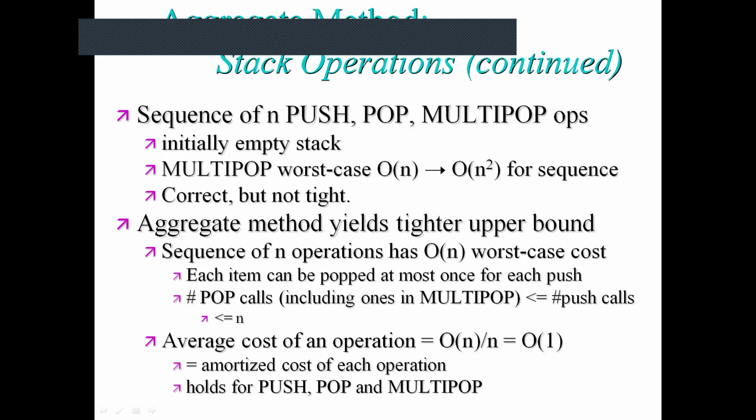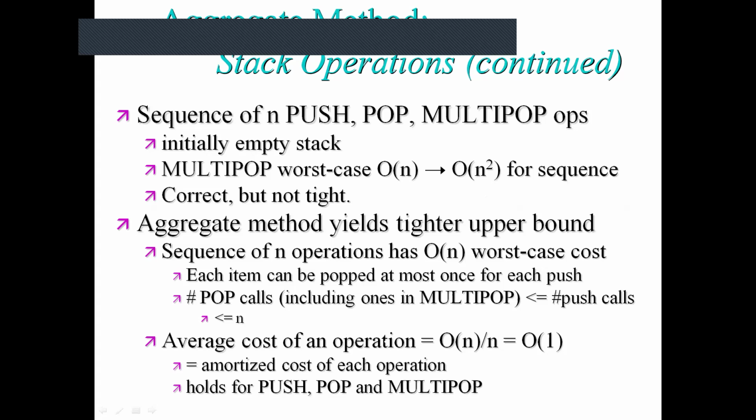The fact that multi-pop is expensive is because each item can be popped at most once for each time it is pushed. Only if it is pushed inside can you pop it, right? So the number of pop operations cannot be more than the number of pushes. So it is at most n. It never goes to n square, so you can say that it is simply O of n.